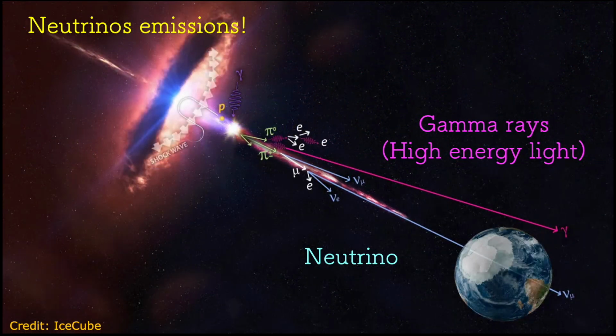Blazars in such extreme physical conditions are notable for emitting not only high-energy light but also neutrinos and cosmic rays. In 2017, an event synchronized with neutrino detection and the brightening of a blazar was observed. This confirmed that blazars are sources of neutrinos.